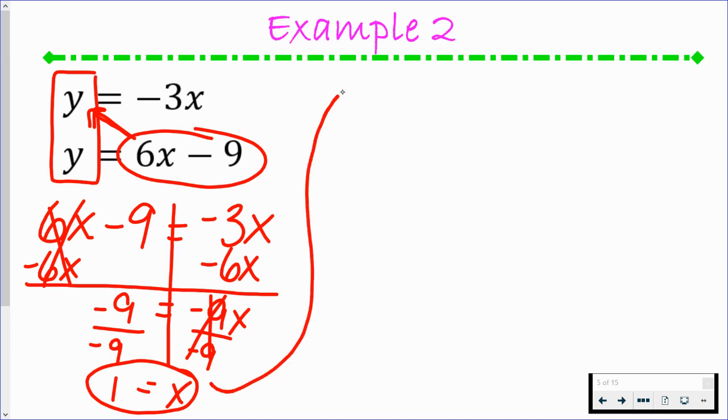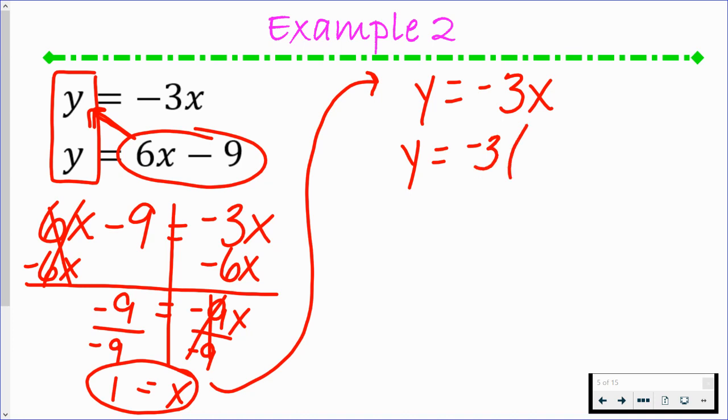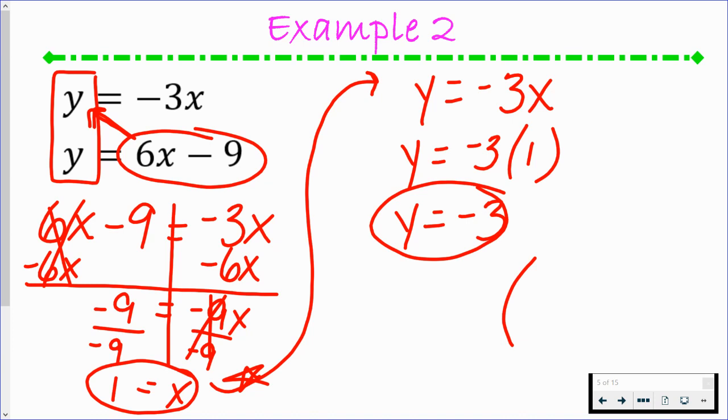Now I'm going to come up here and choose to substitute the 1 into either the top or bottom equation. Honestly, they're both not bad. I'm going to choose the first one because it's an easier equation. So that's the equation I'm using. Now I'm going to substitute in negative 3, and replace the x with a 1 because that's what I got down here. So y equals negative 3 times 1, which is negative 3. So again, my solution: my x was 1, and my y is negative 3.